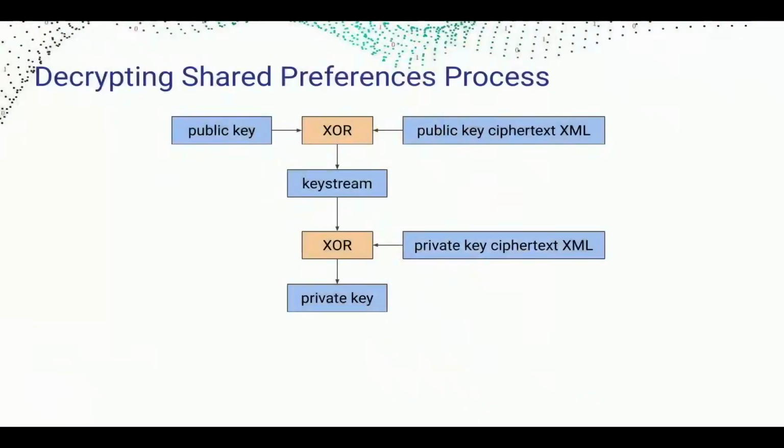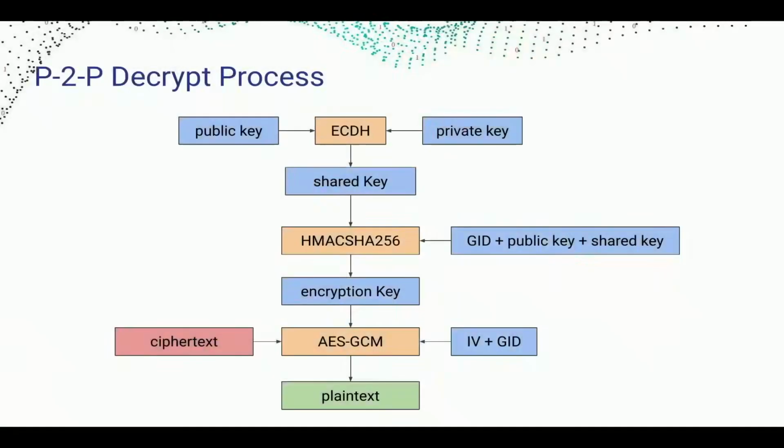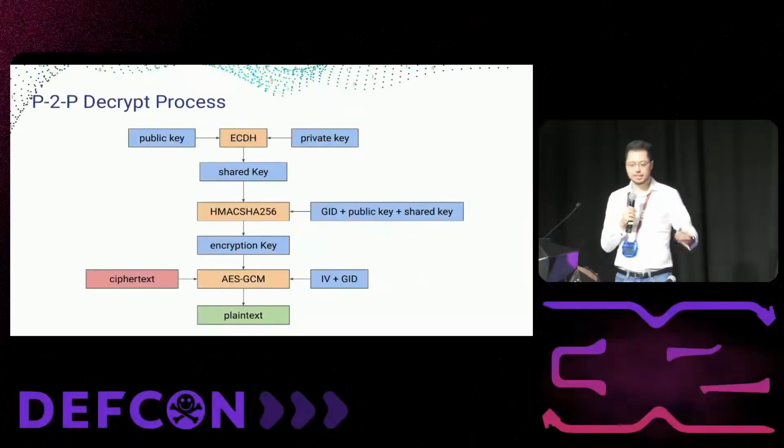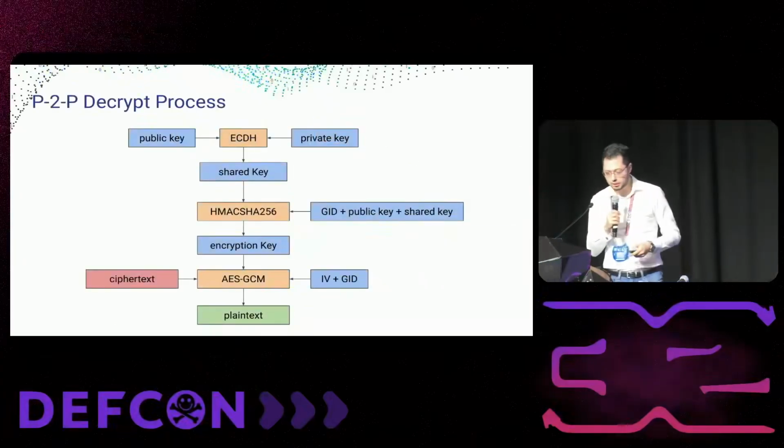Yeah. So let's now summarize this just so everybody can be on the same page. We get the public key and the public key ciphertext in the XML. We XOR them to get the key stream. And then we take the key stream and XOR that with the private key ciphertext to get the private key. Then when we have the public key and the private key, we use ECDH to get the shared key. The shared key is used within HMAC SHA-256 along with the GID and the public key to get the encryption key. That, along with the IV and the GID, can decrypt the ciphertext of P2P encryption.